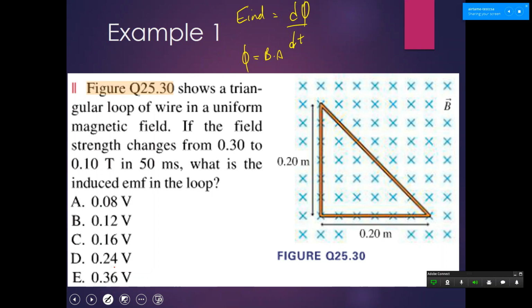Is the area changing in this problem? No, it's not. Is my magnetic field changing in this question? Yes. So if either one of them are changing, then that means my flux is changing. And if my flux is changing, that means I absolutely do have an EMF produced. Okay.